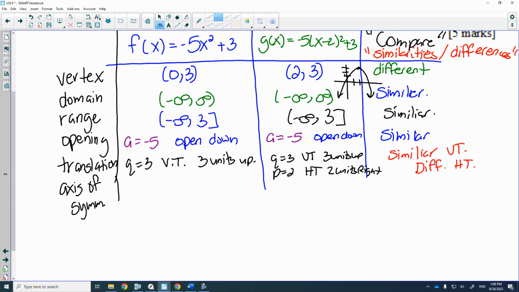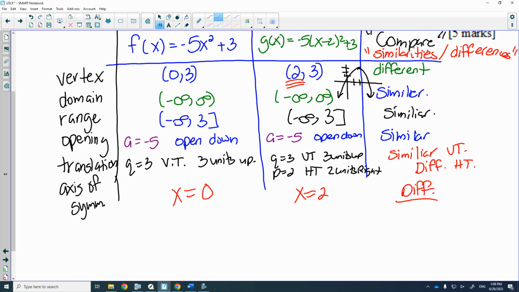Okay, axis of symmetry. Tessa, what's the axis of symmetry of this guy? What's x equals 0? Brody, what's the axis of symmetry for this guy? No, it's x equals 2. Yep. Remember, it comes from this guy here. And then, Benita, similar or different? Different.